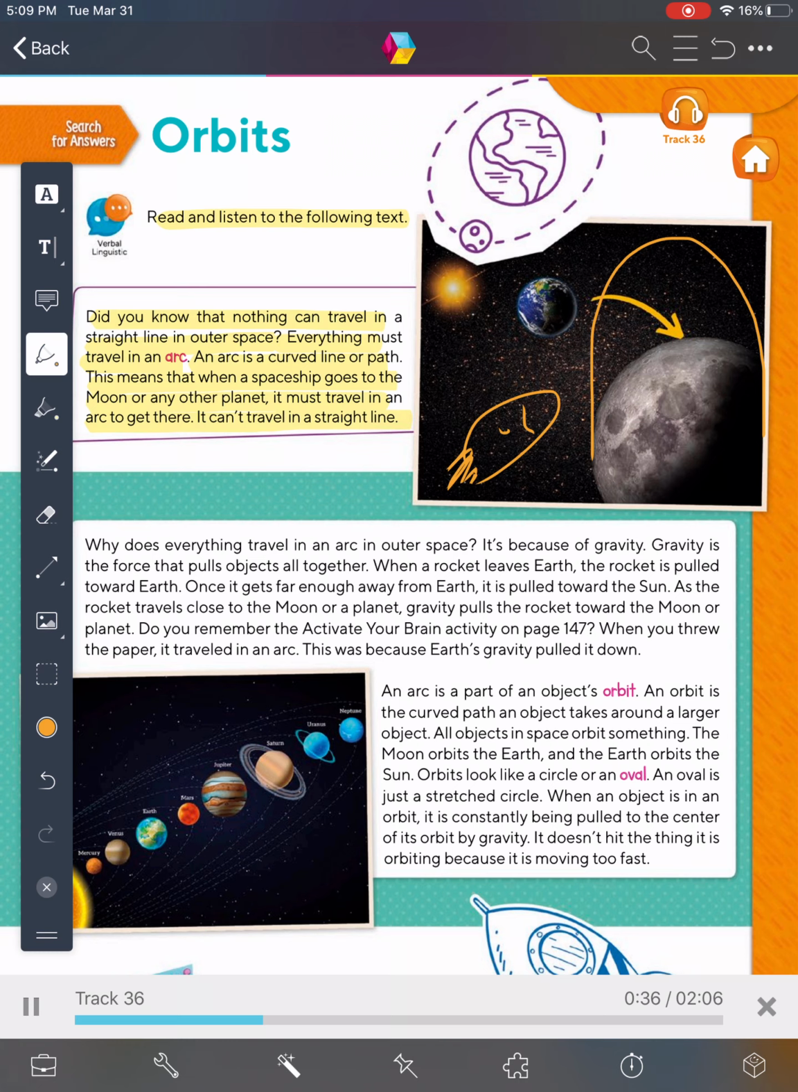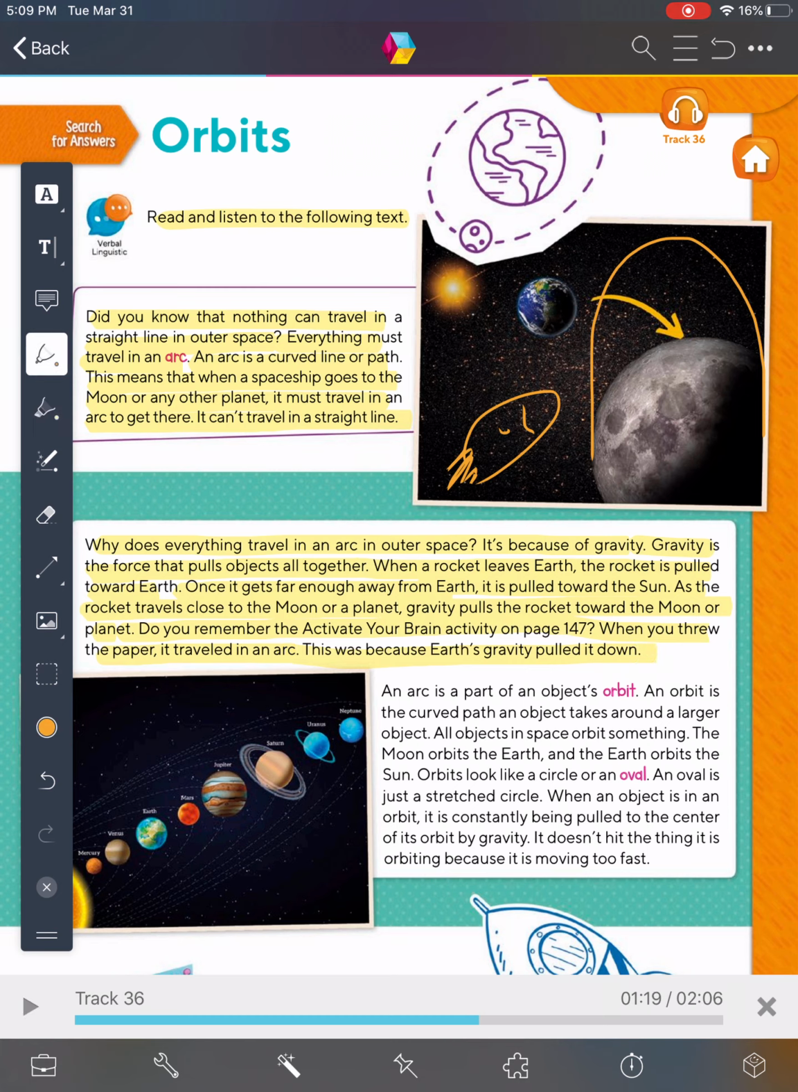Why does everything travel in an arc in outer space? It's because of gravity. Gravity is the force that pulls objects all together. When a rocket leaves Earth, the rocket is pulled toward Earth. Once it gets far enough away from Earth, it is pulled toward the Sun. As the rocket travels close to the Moon, or a planet, gravity pulls the rocket toward the Moon or planet. Do you remember the Activate Your Brain activity on page 147? When you threw the paper, it traveled in an arc. This was because Earth's gravity pulled it down.